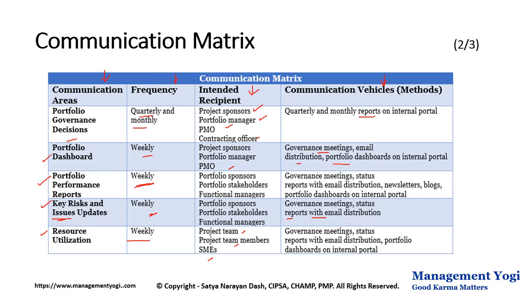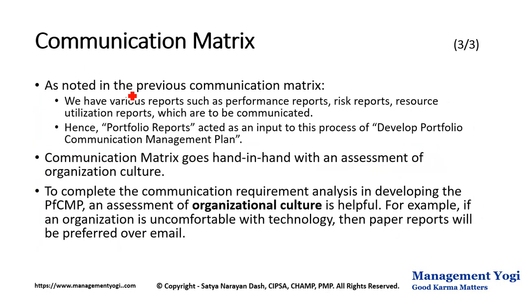So if you look at it effectively, it is communicating with respect to the frequency, how many times you should use it, the communication vehicles used and the intended recipients, considering the communication areas. As noted in the previous communication matrix, we have various reports such as performance reports, risk/issue reports, resource utilization reports, which are to be communicated. Hence, portfolio reports act as an input to this process of develop portfolio communication management plan. We have seen that earlier. Portfolio reports will be acting as an input.